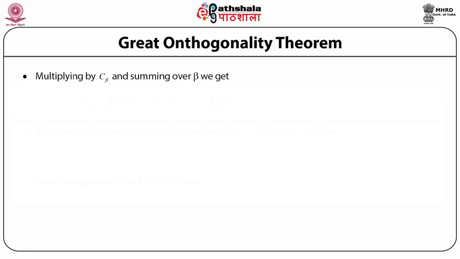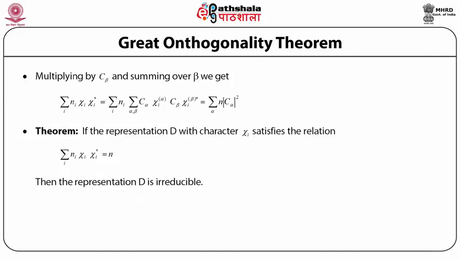Manipulating these, we then get sigma ni chi I chi I star is equal to sigma ni, sigma over alpha and beta, C alpha chi I alpha, C beta chi I beta star, which can be written as the sum over C alpha squared times n. And this leads to the theorem. And what is that? That if the representation D with character chi I satisfies the relation that the sum over all I of ni chi I chi I star, where ni is the number of elements in a particular class, is equal to n, the order of the group, then the representation is irreducible.